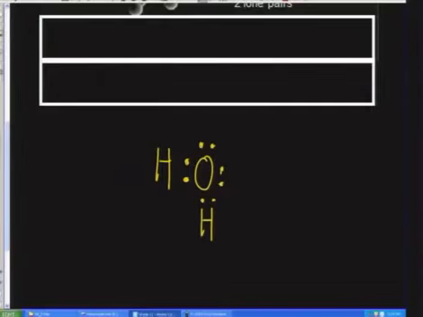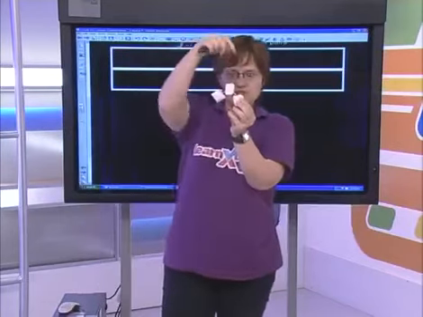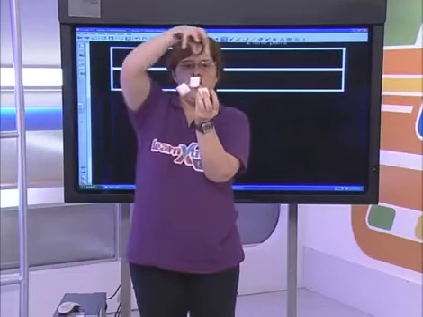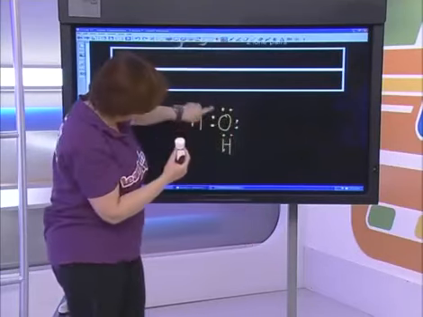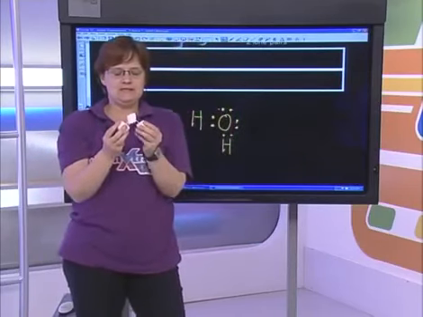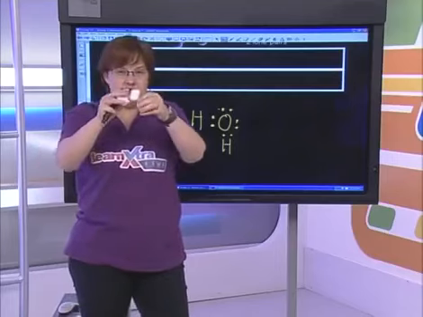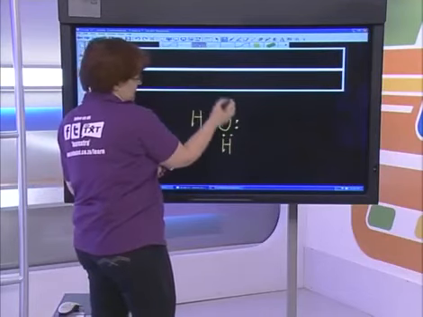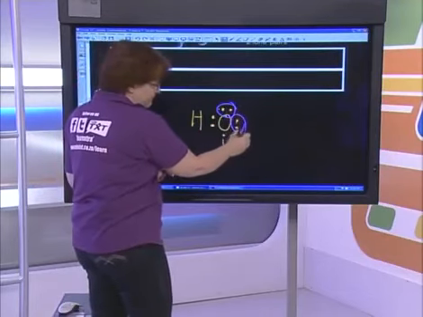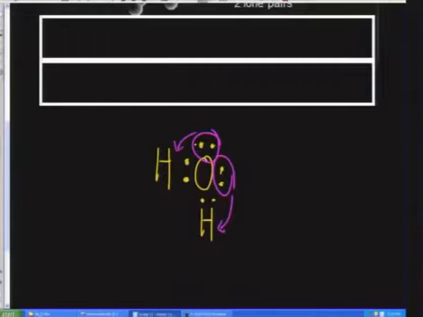Now, I did actually make this out of marshmallows. So there's my oxygen in the middle. This is so not to scale, just so you know. Oxygen sitting in the middle, and here's my two hydrogens. The oxygen has two lone pairs. Those electrons sitting over here at the top need space, need space. The only way they can have space is by pushing the hydrogens away from them, okay? So these top electrons push the hydrogen away from it.